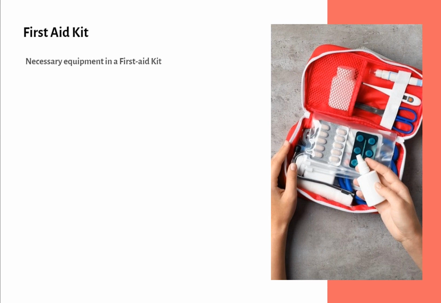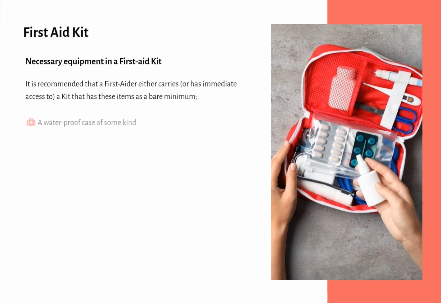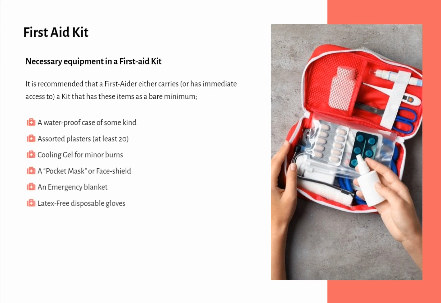First aid kit. Necessary equipment in a first aid kit. It is recommended that a first aider either carries or has immediate access to a kit that has these items as a bare minimum. A waterproof case of some kind. Assorted plasters, at least 20. Cooling gel for minor burns. A pocket mask or face shield. An emergency blanket.